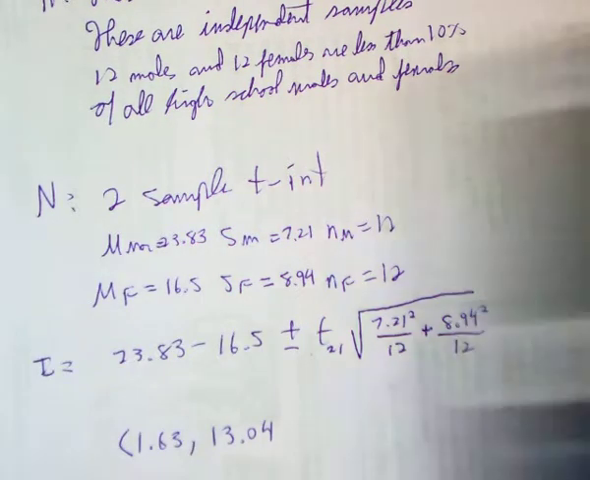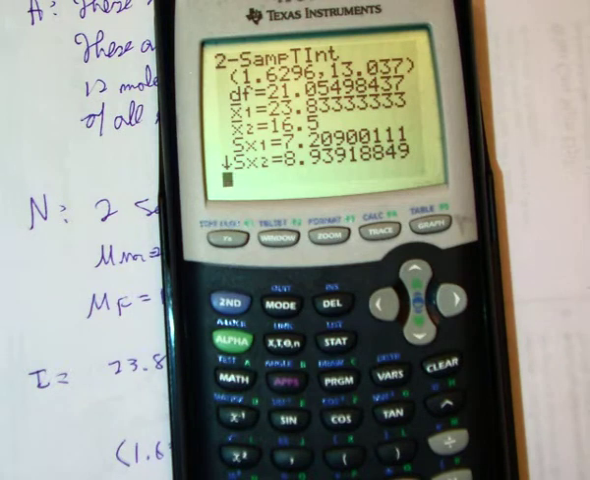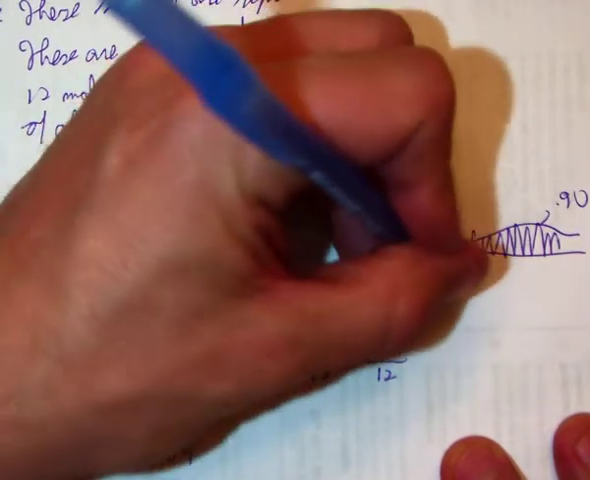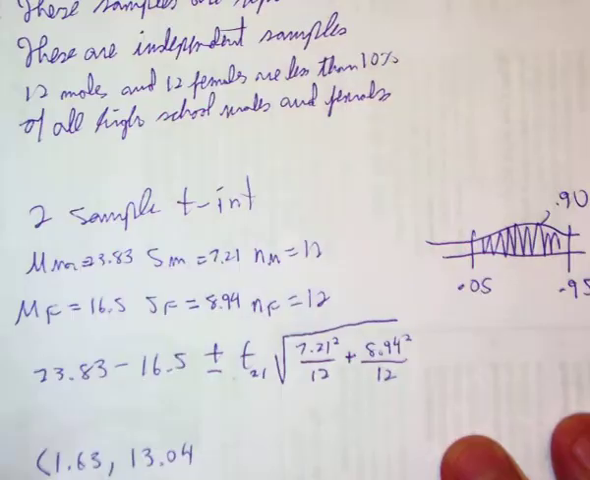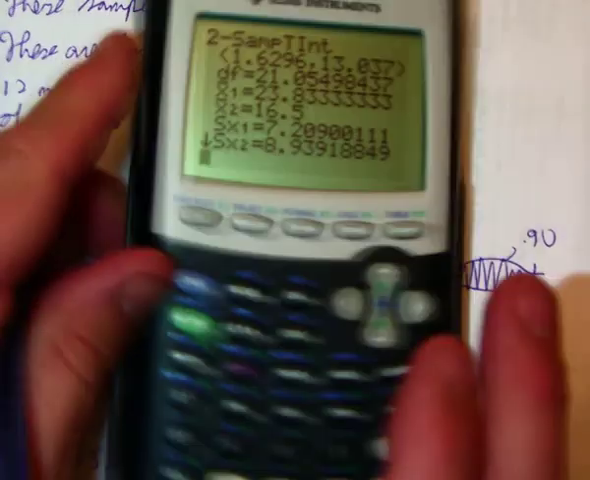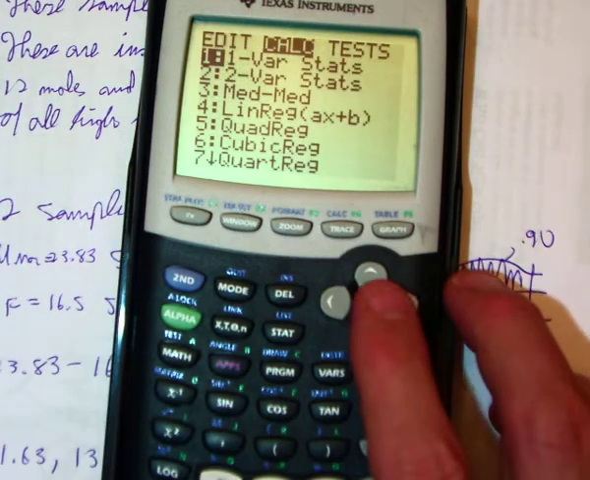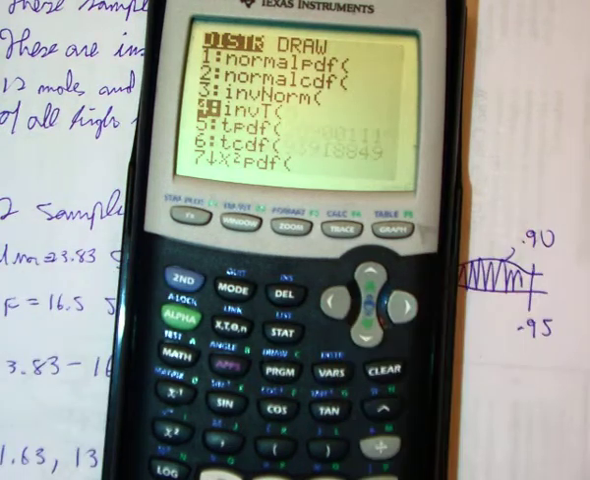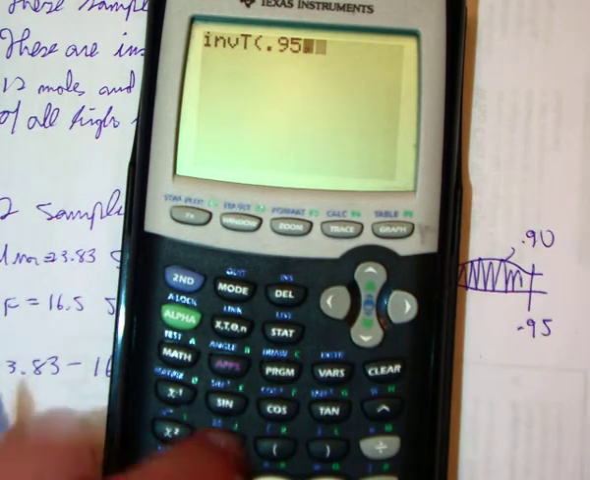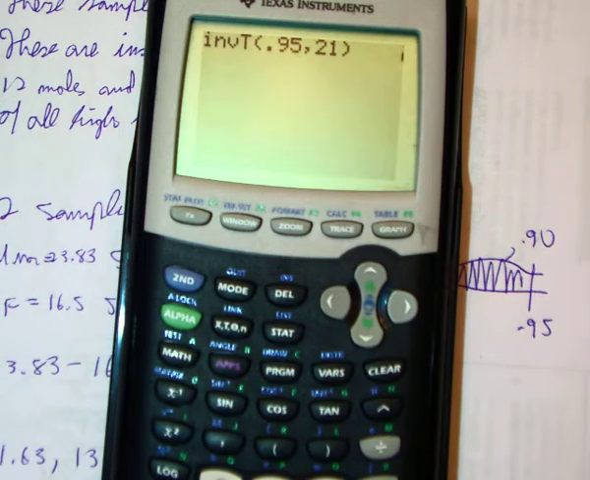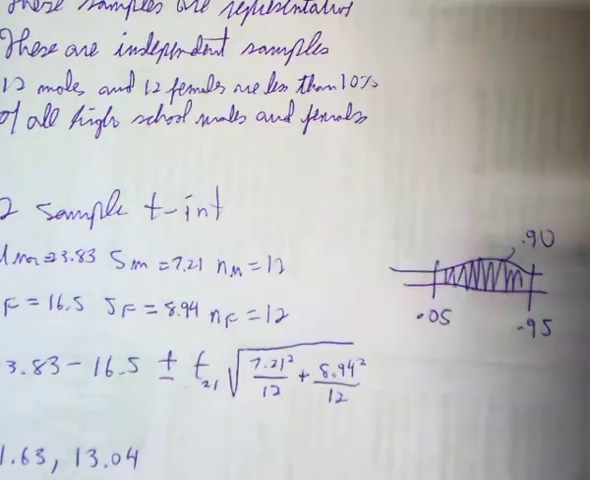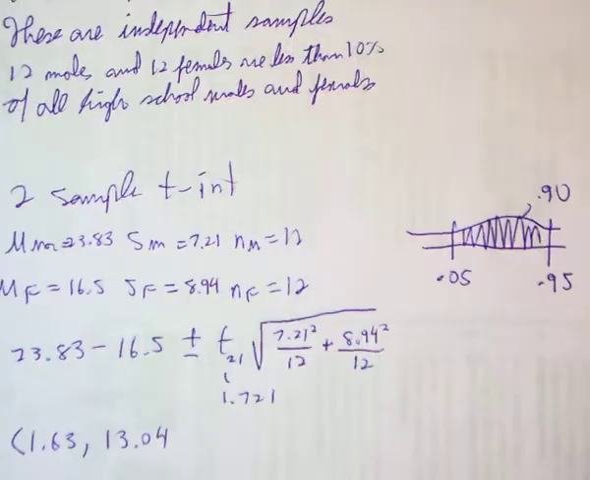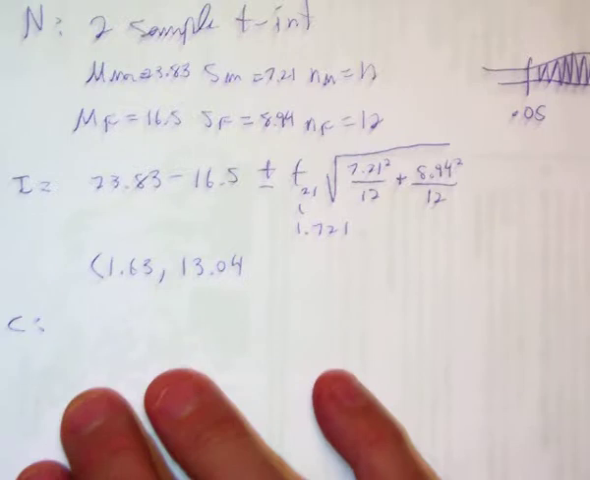Now I want to know what that t value is. So 90% confidence interval. Again, I always draw myself a little picture if you don't mind. 90% we shade in. So that means that starts at the 5th percentile and ends at the 95th percentile. Okay, so I'm going to do stat and second distribution inverse t, and I'm going to do 0.95 with 21 degrees of freedom, and my t value is 1.721.